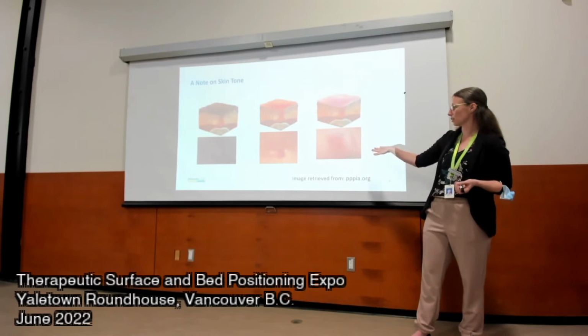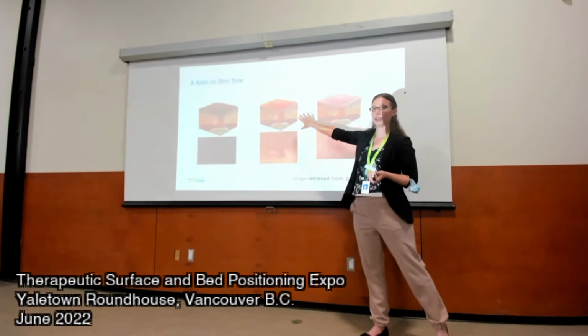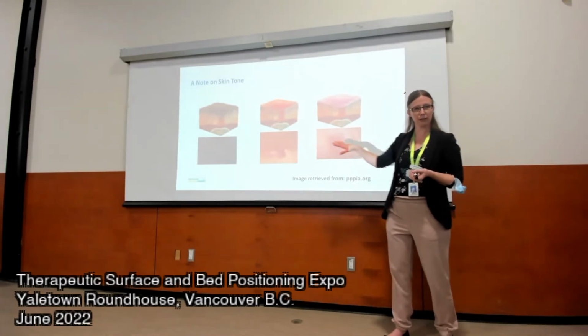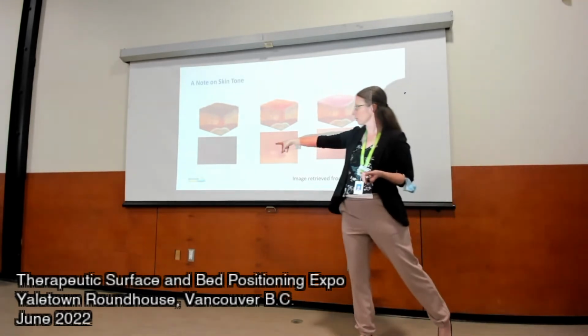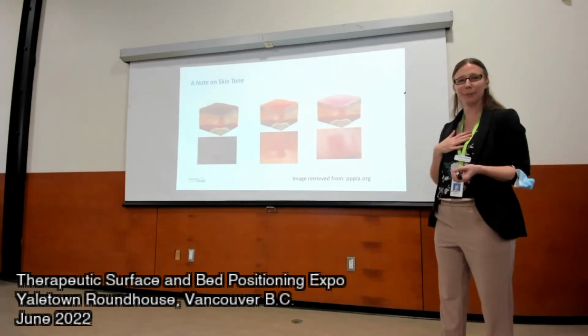So the lighter skin tone, you can see a red spot. This is an Asian skin tone. You can see that there's something there, but it's still not quite as obvious as the lighter skin tone. Whereas the darker skin tone, I don't know about you guys, but I can't see anything.